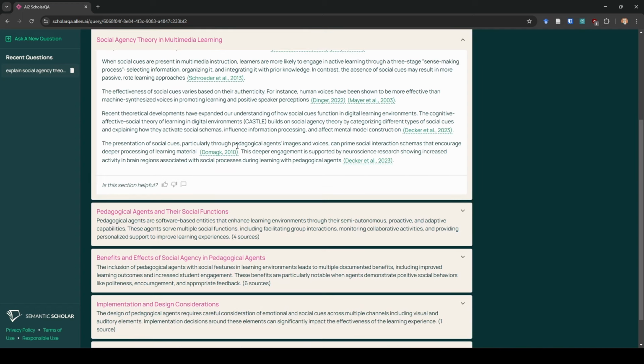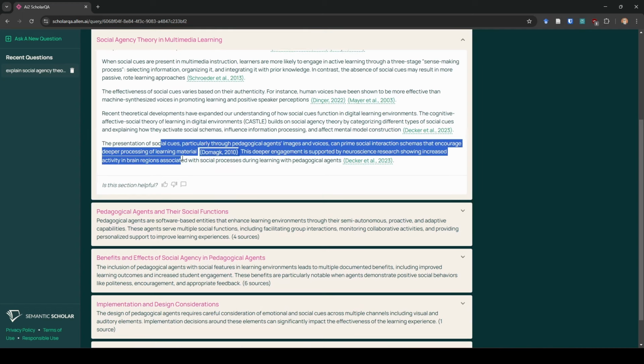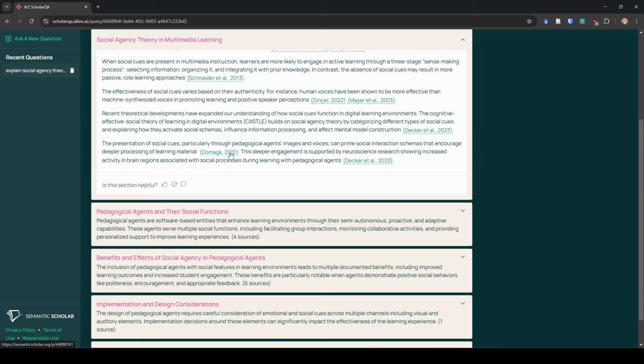So let's go down a little more. Pedagogical agents can... Okay, this is great. So this 2010 paper here is a big paper in social agency theory, and it talks specifically about image and voice and the impact of those. So I'm really, really happy that it picked this up here.